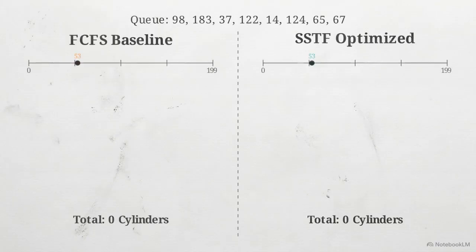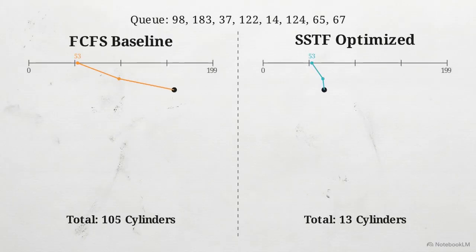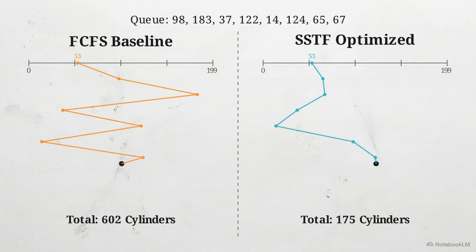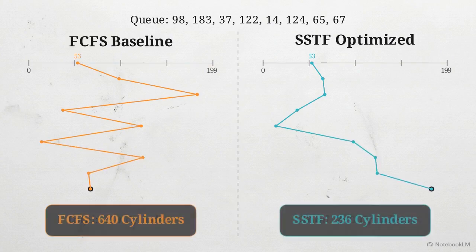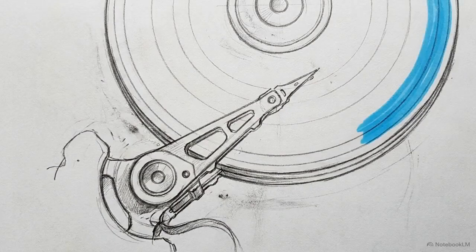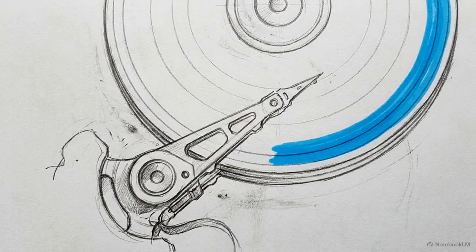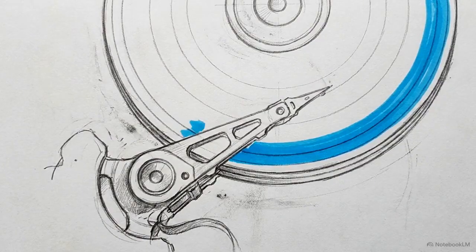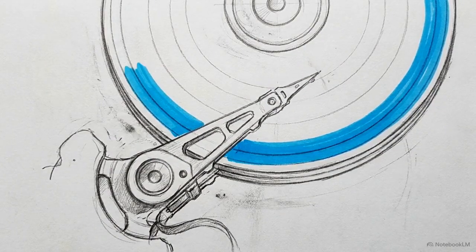This split screen contrasts our result against a first-come, first-served approach. If the system executes the queue chronologically, the head sweeps back and forth erratically, totaling 640 cylinders of movement. By prioritizing spatial proximity over the order in which requests arrived, SSTF reduces the mechanical workload by more than half.